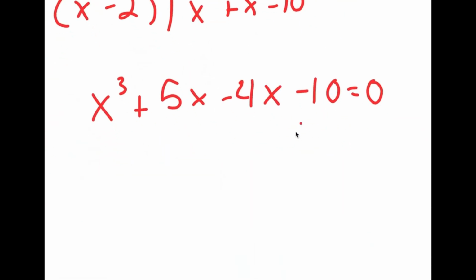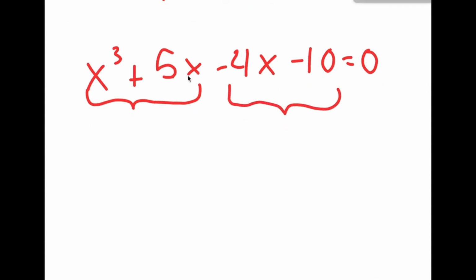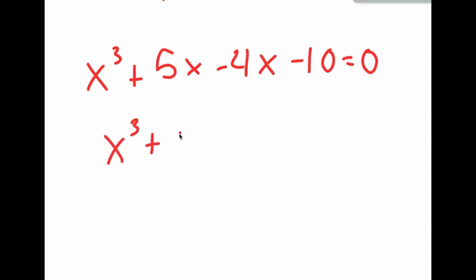Now, what I'm going to do is I'm going to factor by grouping. So we can group x to the power of 3 plus 5x and negative 4x minus 10. Well, x to the power of 3 plus 5x, the greatest common factor is x. However, this won't work because x squared plus 5 can't be simplified. So what I'm going to do is rewrite this as x to the power of 3 minus 4x plus 5x minus 10 is equal to 0.